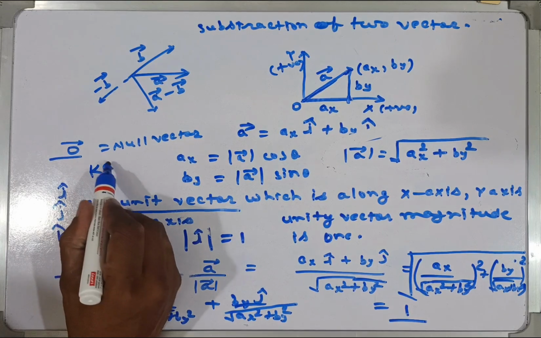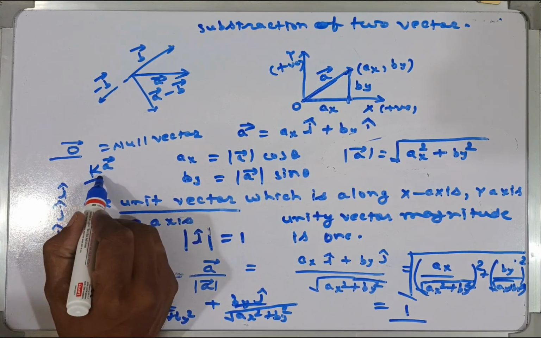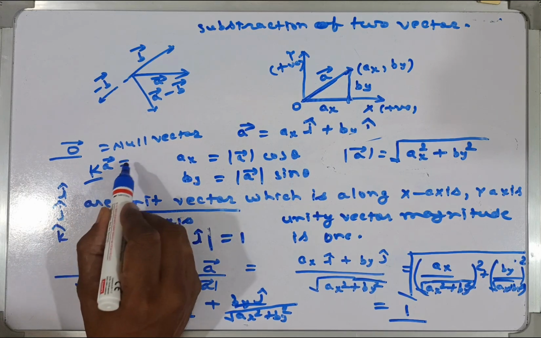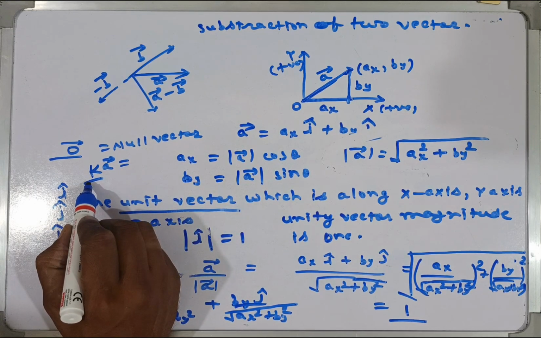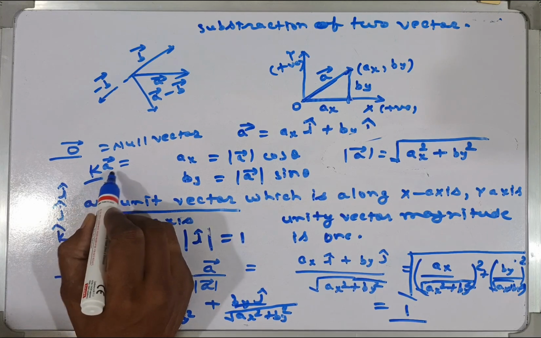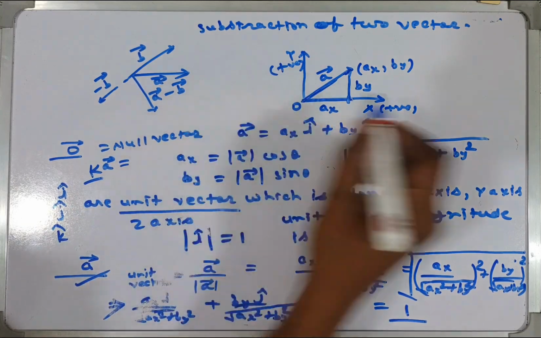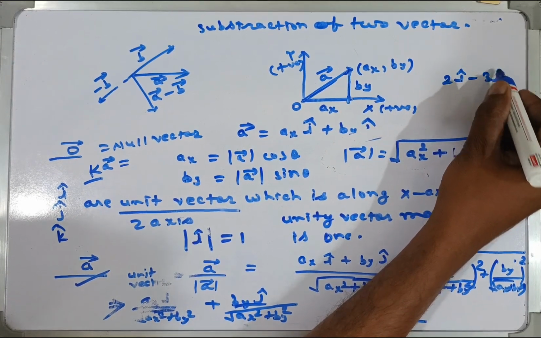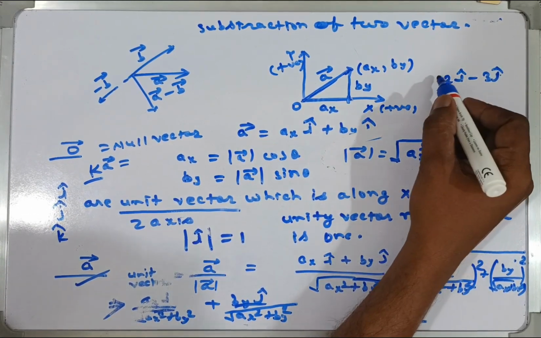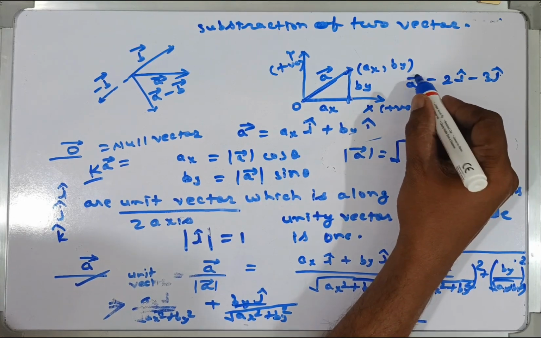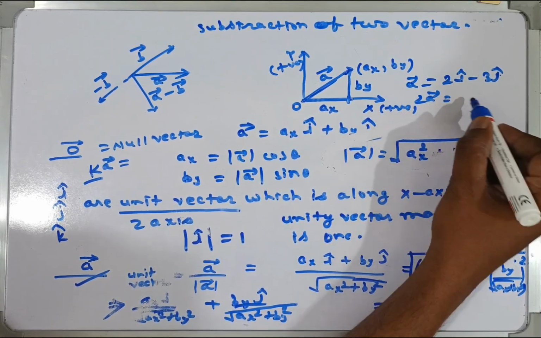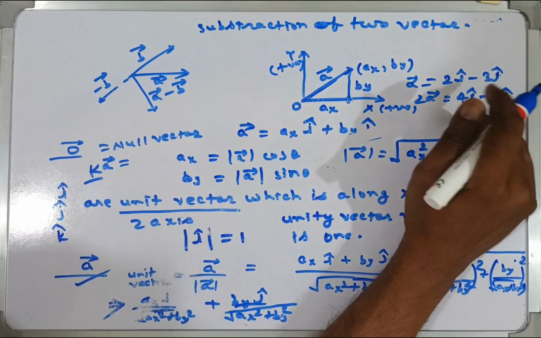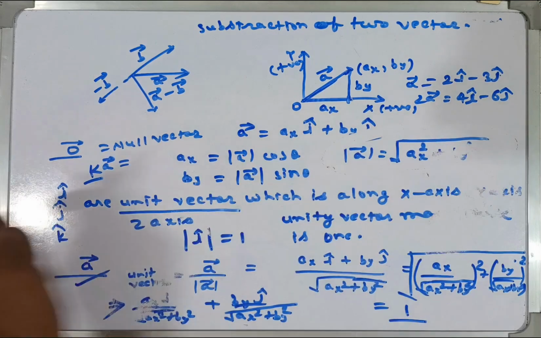Okay, if a vector is multiplied by a constant number or coefficient, its magnitude is also that many times the vector. Suppose vector a is 2i minus 3j, and if you multiply this vector a by 2, so this is 4i minus 6j. Okay, so you also remember this thing.